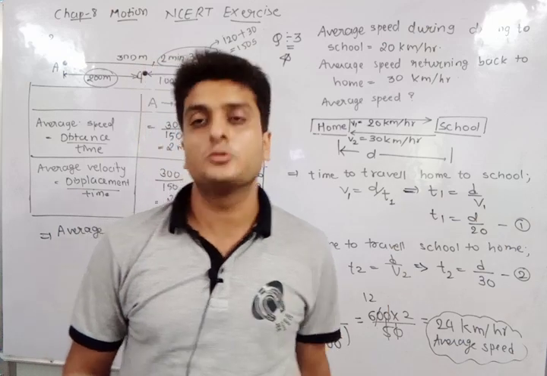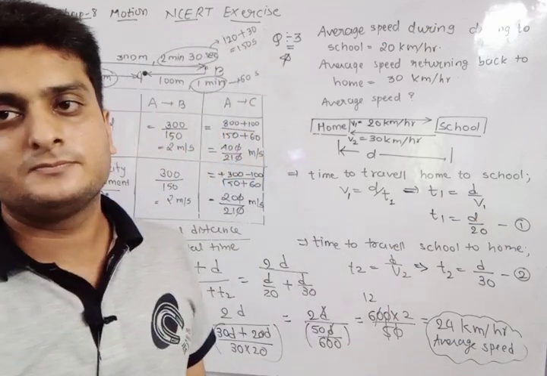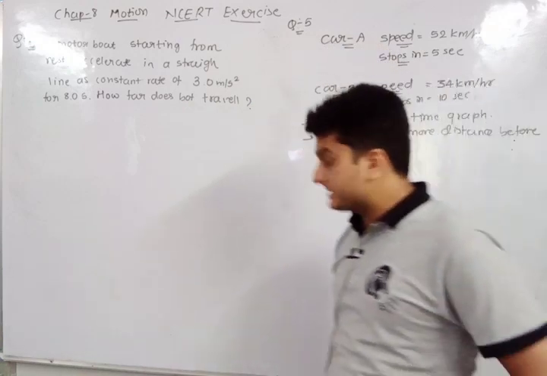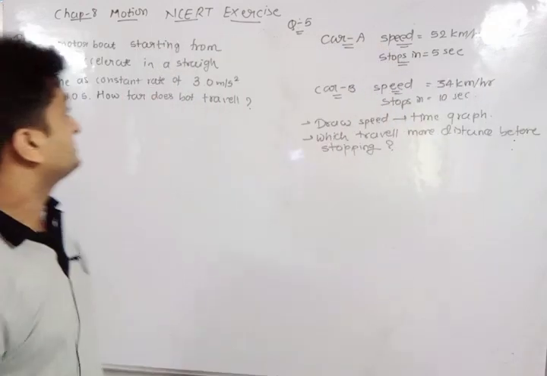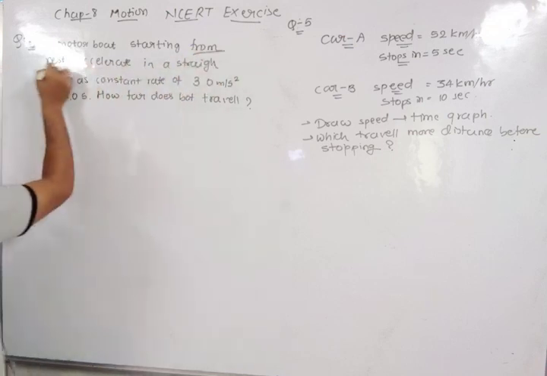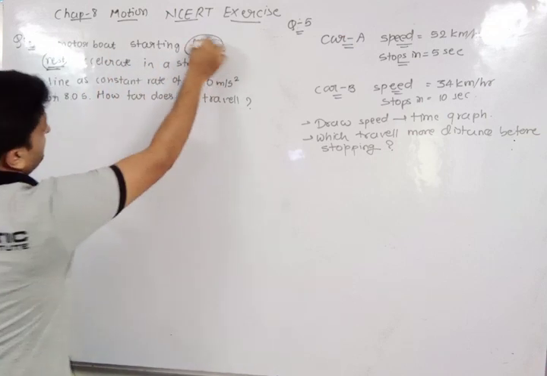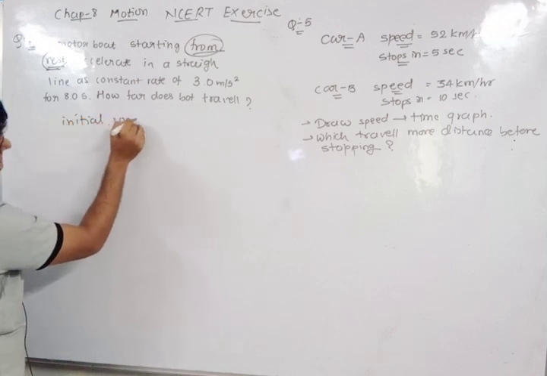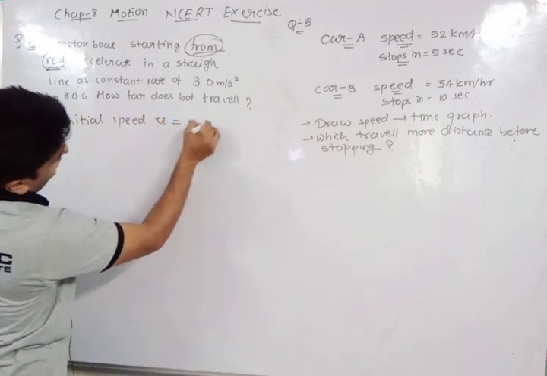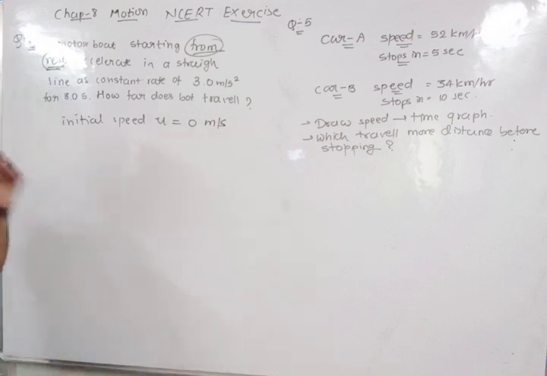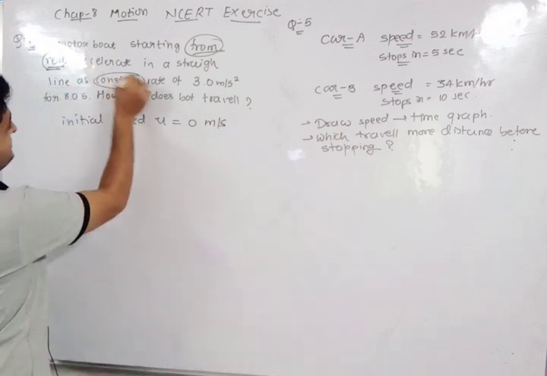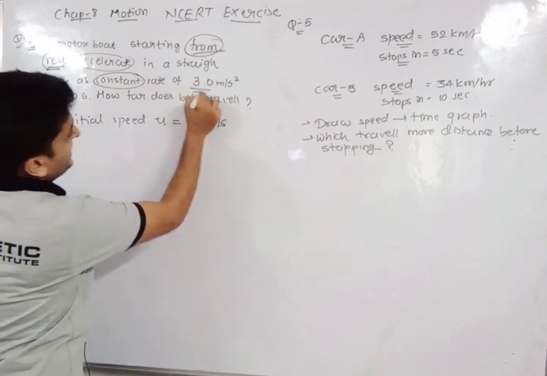Okay, important question for exam, copy it quickly everyone. So now the next numerical is question number 4, which is a motor boat starting from rest. I have the data here. Starting from rest means initial velocity, which we call u, is 0 because it is in the initial position. It accelerates in a straight line at a constant acceleration of 3 meter per second square.